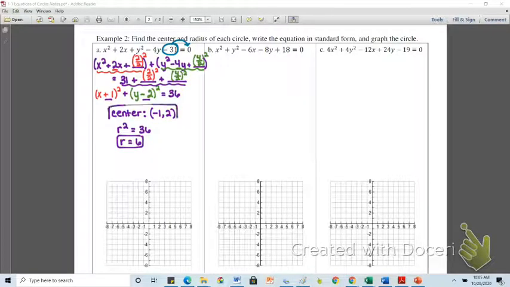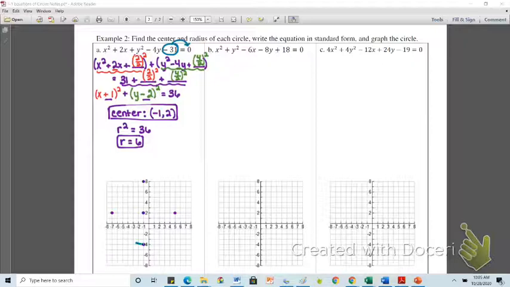So that is the information I need, and now I'm going to plot it on my graph. So I go to negative 1, 2. Then I'm going to go 6 in every direction. So I go 6 to the right, 6 up, 6 to the left, and 6 down. And now I'm going to make the best circle I possibly can.